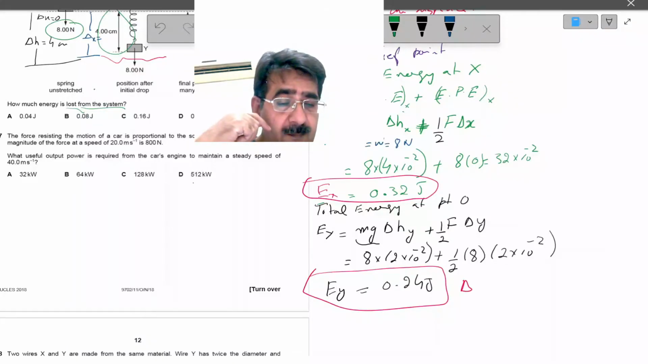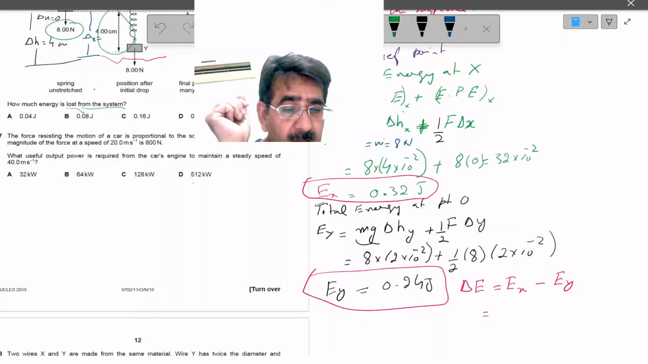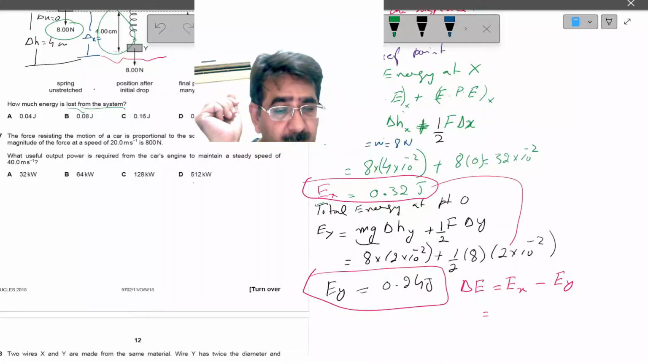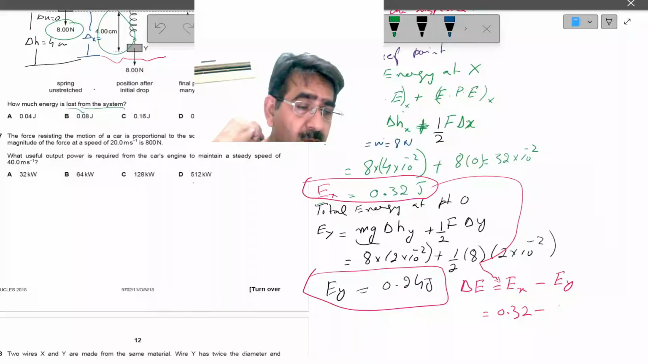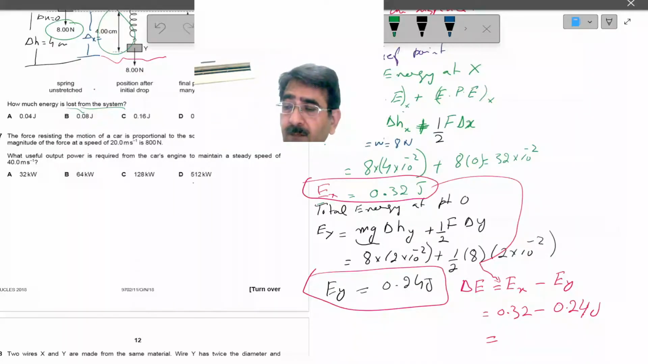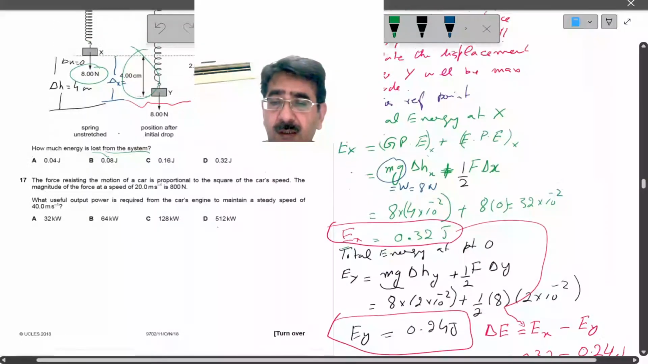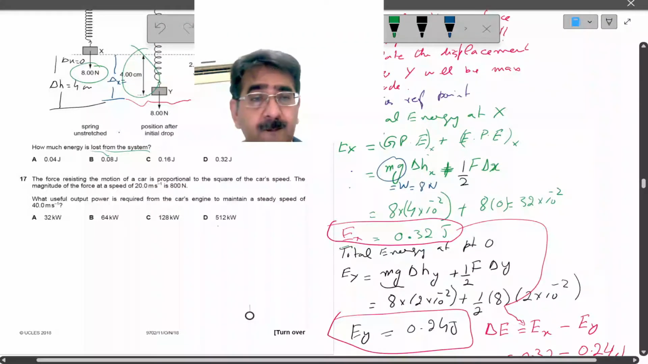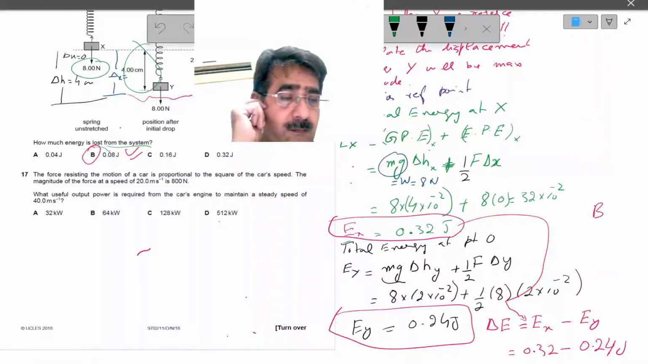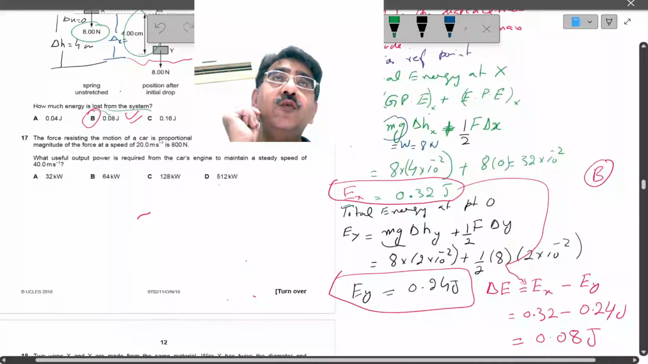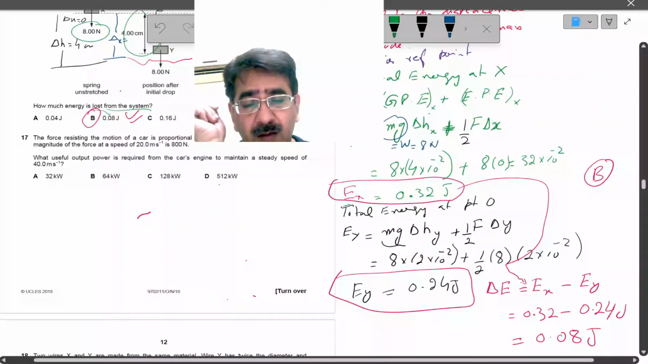Okay, so delta E will be EX minus EY. EX is 0.32 from here, 0.32 minus 0.24 joule. So the result will be 0.08 joule. Yes, this is the answer B. Okay, because the difference is 0.08 joule, so that will be the loss in the kinetic energy.